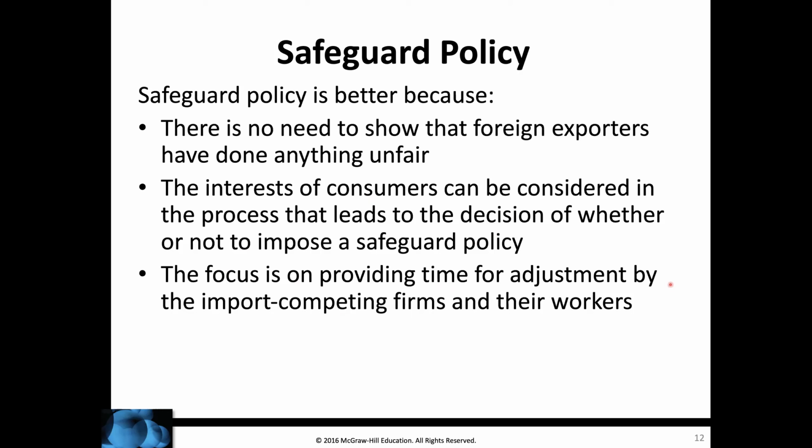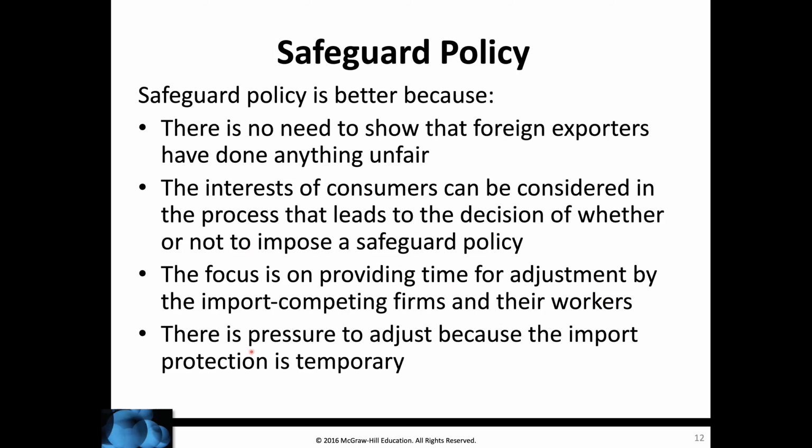So it's a temporary measure to allow the import competing firms and their workers to adjust. There's also pressure to adjust because the import protection is temporary. So it tries to get things into a little bit more of an equilibrium, give the import competing firms a little breathing room and an opportunity to adjust the way they're operating.